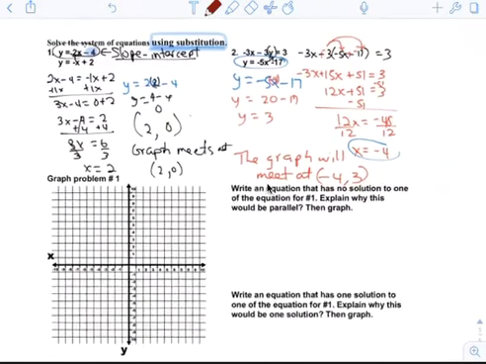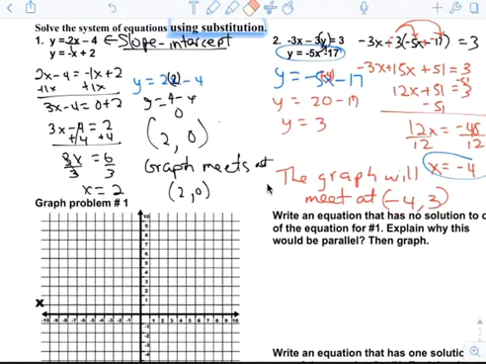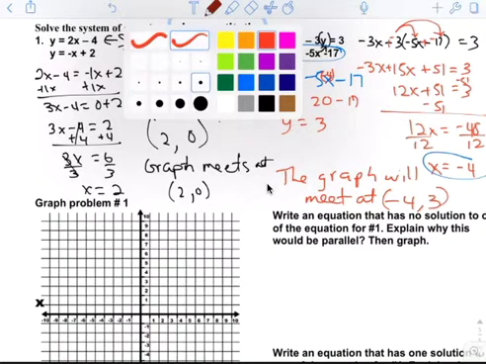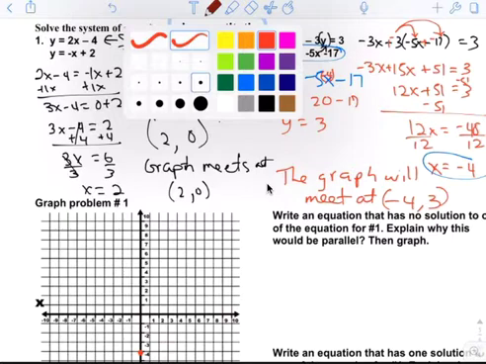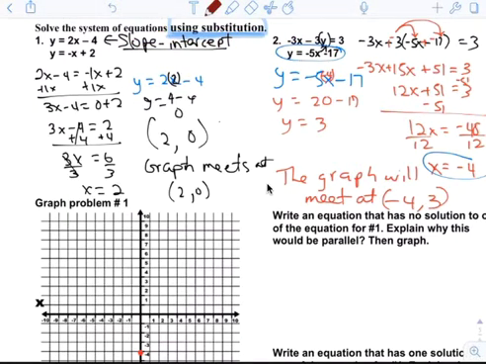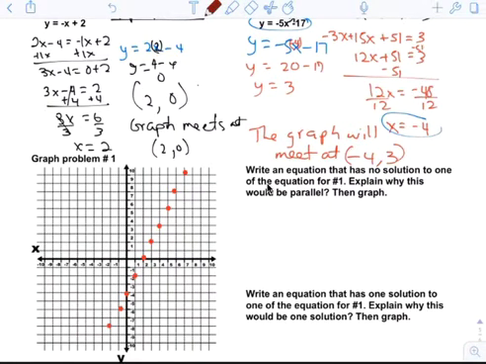Graph problem 1. Okay, let's graph problem 1. As I was saying, you start out at negative 4, right there. And you go up 2 over 1, up 2 over 1, up 2 over 1 until you can't anymore. And down 2 over 1. Okay, and then you get a nice linear graph.